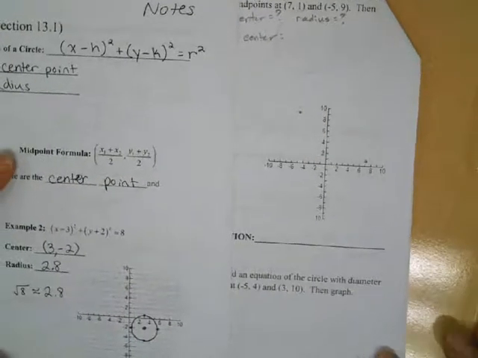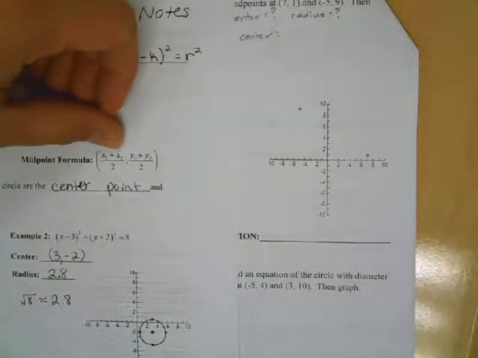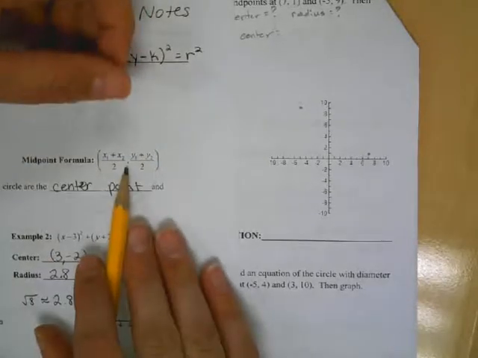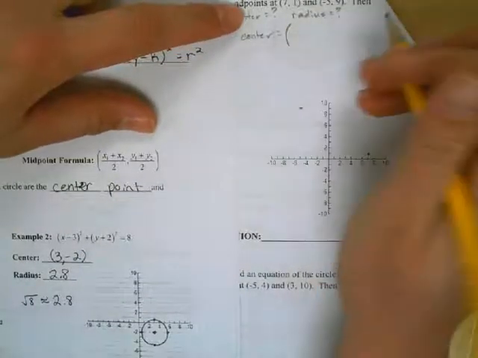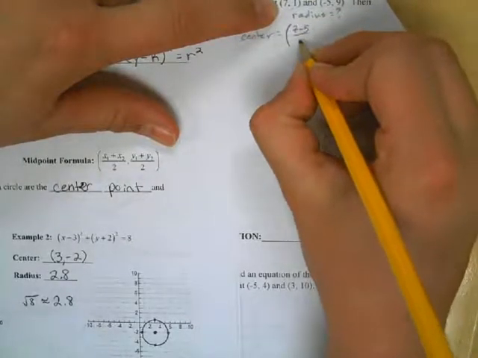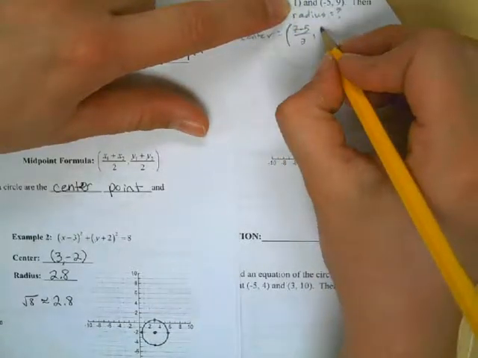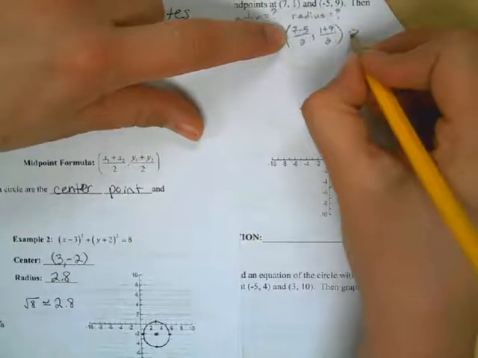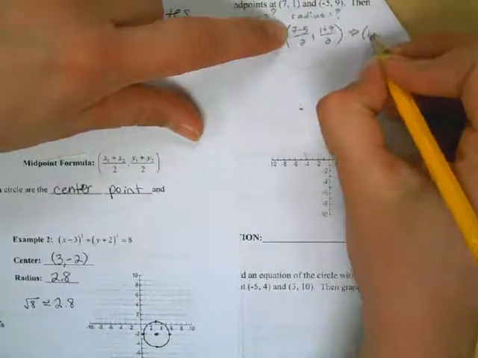The midpoint formula says x1 plus x2 over 2, and then y1 plus y2 over 2. This is a coordinate point, that's why there's a comma in between. So when you talk about the center of those 2 points, you add. So 7 plus negative 5 is just 2 over 2. It's basically an average. You're averaging the distance. So 1 plus 9 over 2. So x here is going to be 2 over 2, which is 1. And y is 10 over 2, which is 5.